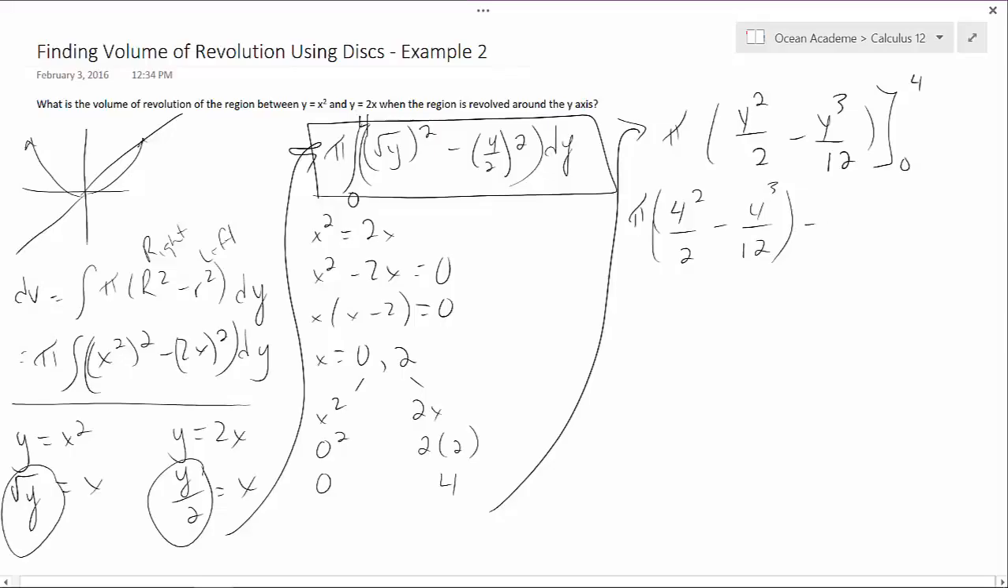and we're going to subtract pi, and this time we plug in our lower limit. So that's 0 squared over 2 minus 0 cubed over 12. This becomes pi times 8 minus 16 over 3, and that equals 8 pi over 3.